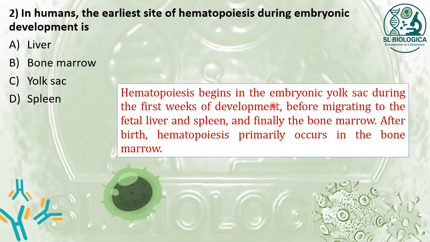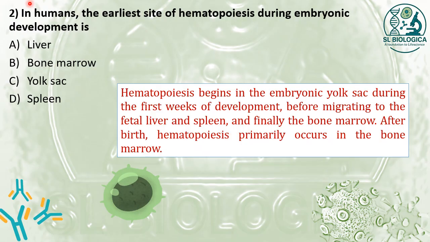It actually starts in the embryonic yolk sac during the first weeks of embryonic development, and from there it migrates into the fetal liver and spleen, and finally into the bone marrow. So the pathway starts from the embryonic yolk sac, then to the fetal liver and spleen, and finally into the bone marrow. After birth, hematopoiesis is restricted to the bone marrow only. So this is how the localization of hematopoiesis works.